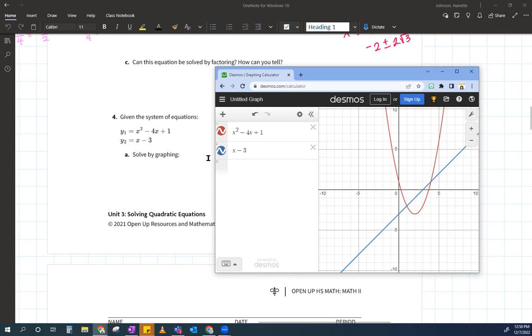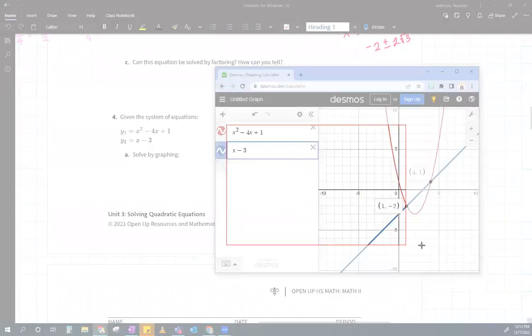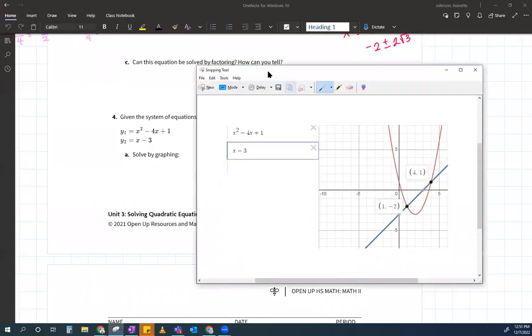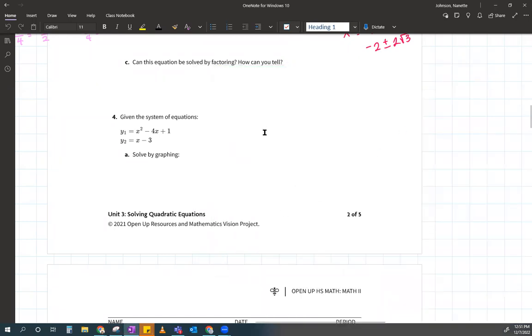So you're basically asking, what do these two things have in common? Well, they have that point in common right there, and they have that point in common right there. Let me snap this really quick. Okay, right there. And so that's going to be my answer. My answer is this.